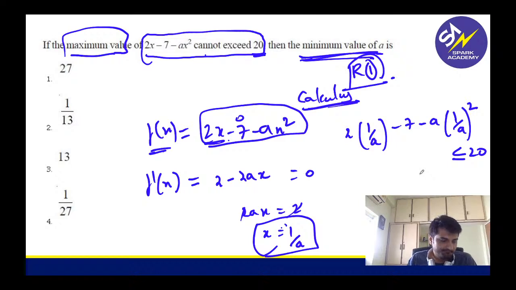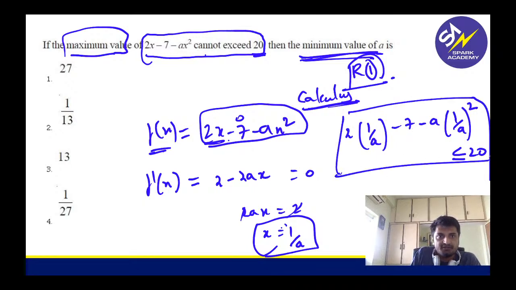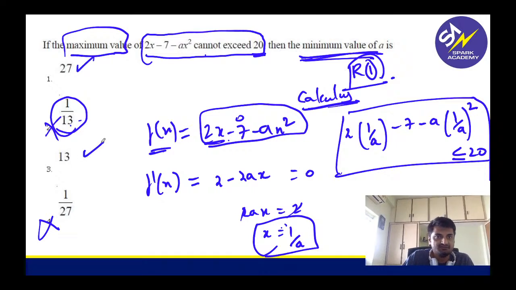Clear, right, guys? Now what can you do? The minimum value of a, which is satisfying this equation. Now look at this. If you keep denominator terms, if you keep 1 by 13 and all, it won't satisfy. So either it should be 27 or 13. So just check that. I think you should get the answer pretty easily.